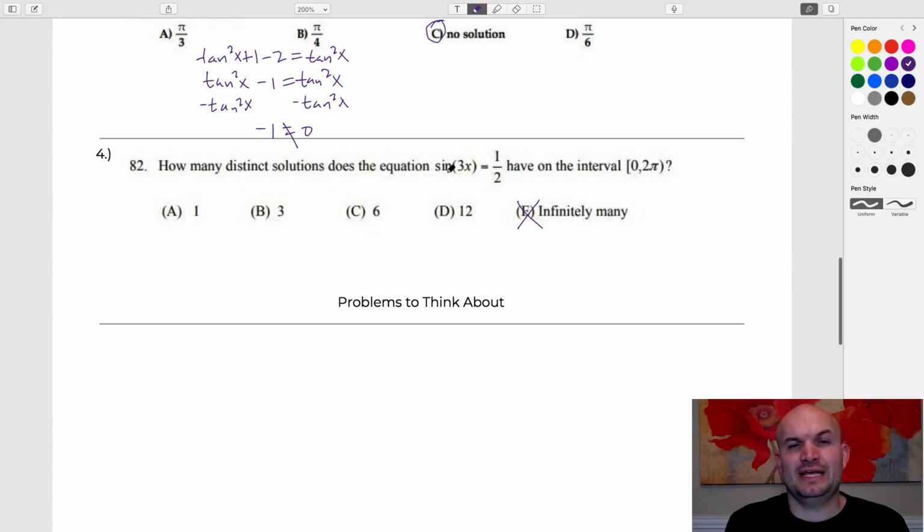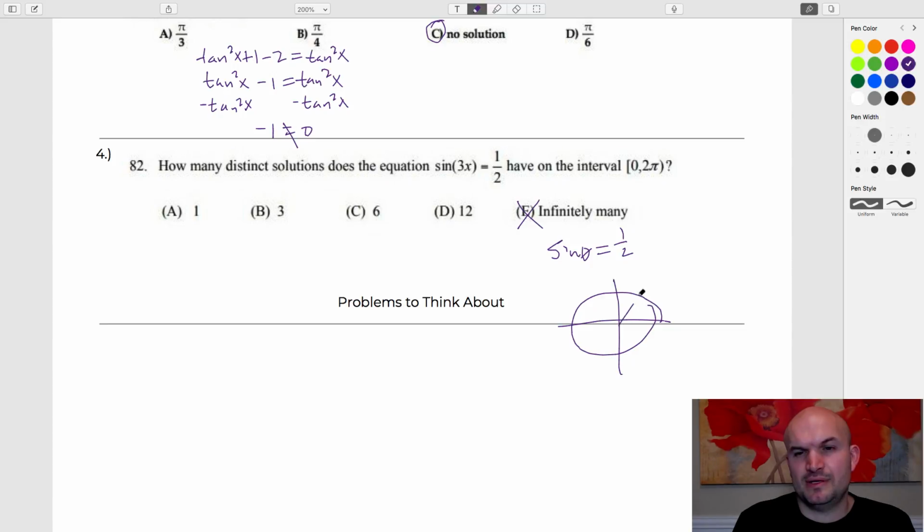Let's figure out when sine of theta equals 1/2 on the unit circle. So that's from here and here, right? Sorry, that's not there. That's going to be at pi over 6 and 5 pi over 6. So let's write this out.